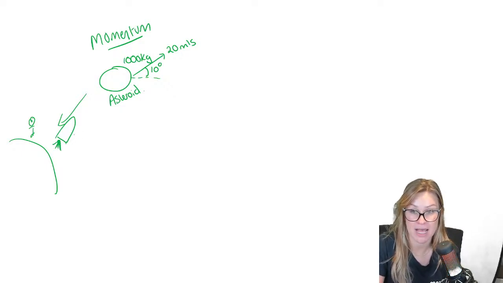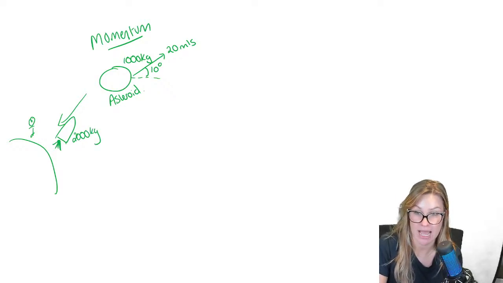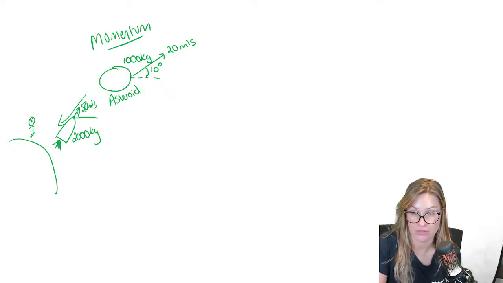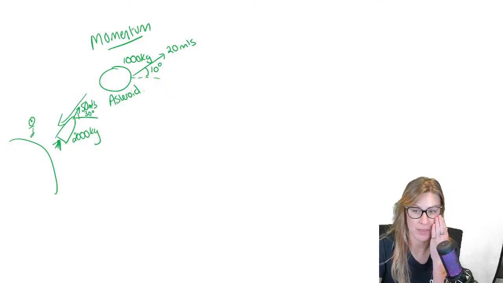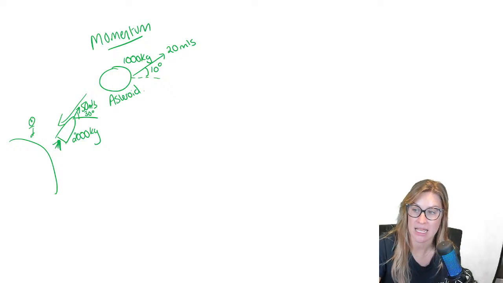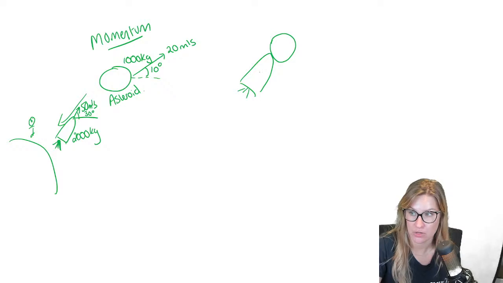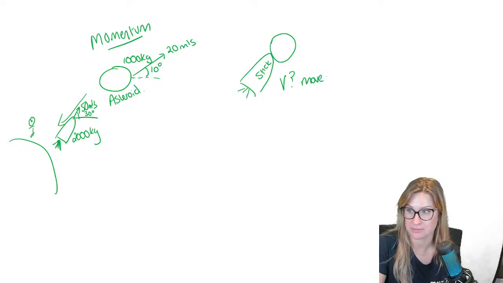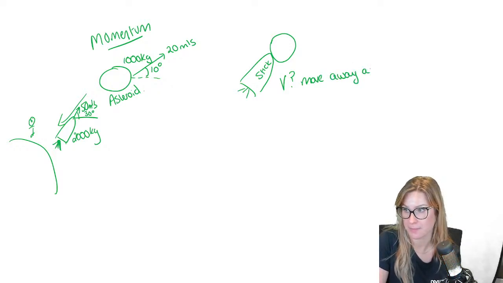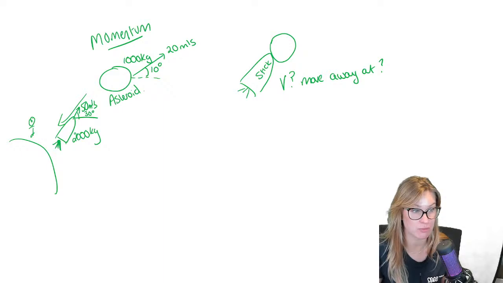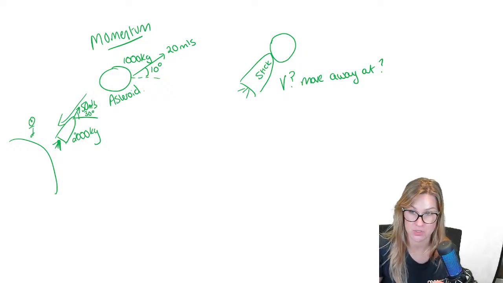So let's say our rocket's got a mass of 2,000 kilograms, and let's say it's moving at a speed of 50 meters per second at an angle of 30 degrees to the horizontal. Okay. So what's going to happen then is when my rocket hits my asteroid, they're going to stick together and they're going to move away together. I want to know what speed they move away at. So it's a momentum question. See if you can figure it out.